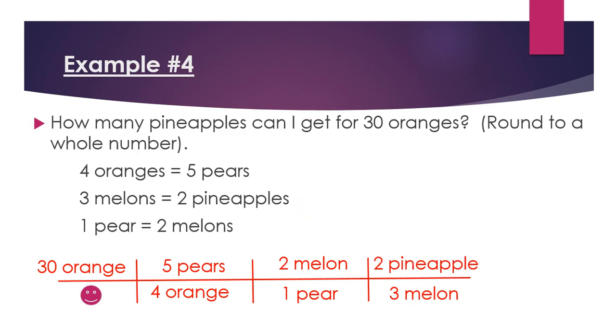Now let's check to see that our units cancel before we solve. Oranges cancel with oranges. Pears cancel with pears. Melons cancel with melons. Pineapple is the only unit that remains, and that is exactly what I'm asked to find. So my answer becomes 50 pineapples. Now again, to solve this, we're just going to take 30, multiply it by 5, times 2, times 2, and then we're going to divide by 4 times 1 times 3, and you get 50.